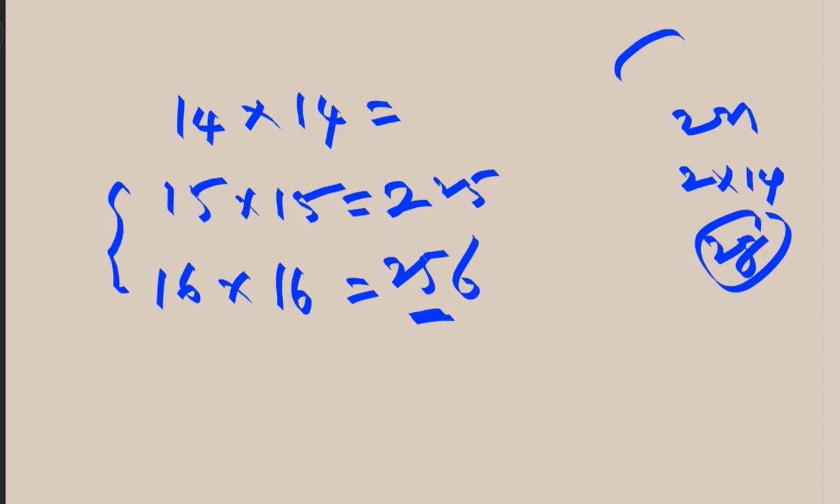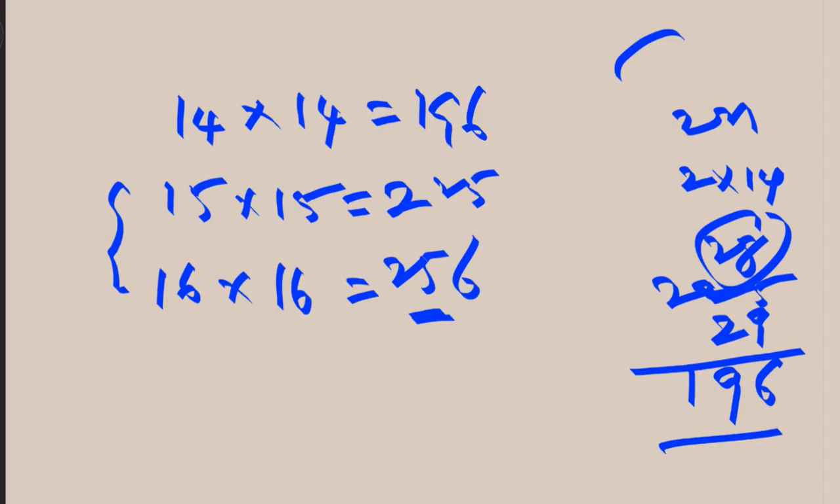So the previous number of 15 is 14. That's the reason we select 29 and subtract it from 225. 15 minus 9 is 6, and here 1 is left. So if 1 is left, I write 11 here, 11 minus 2 is 9, and 1 is left. So this is 196. In this way we can find it.